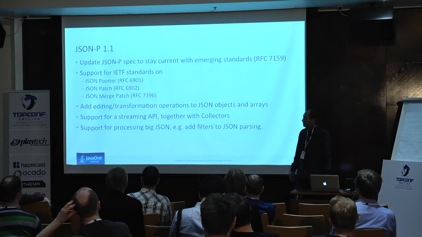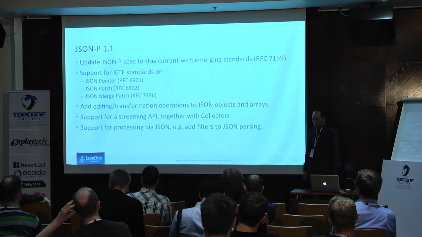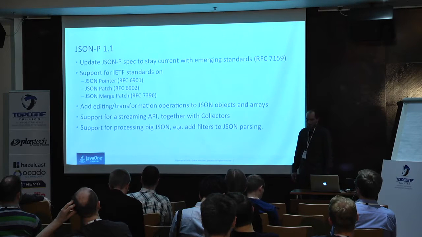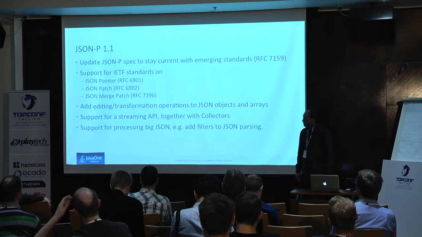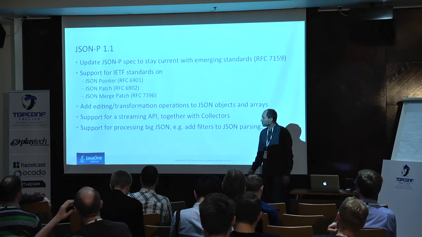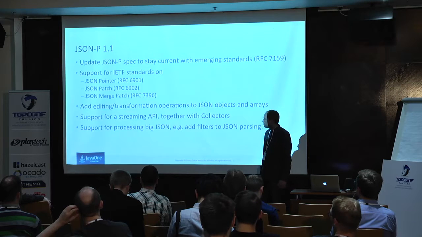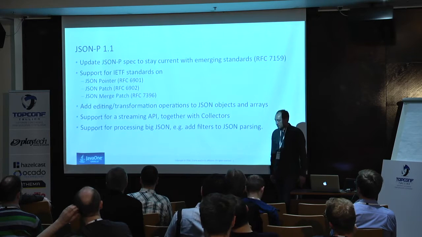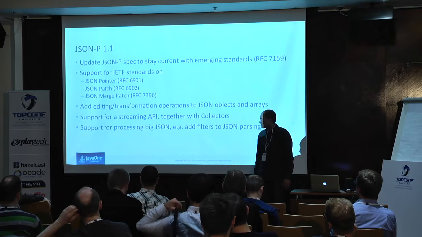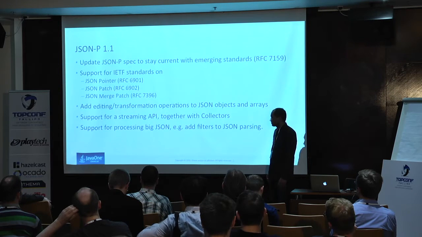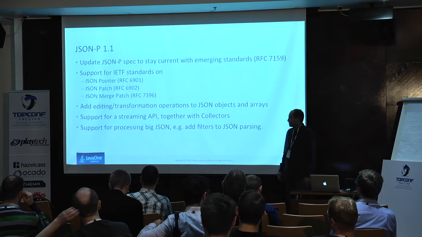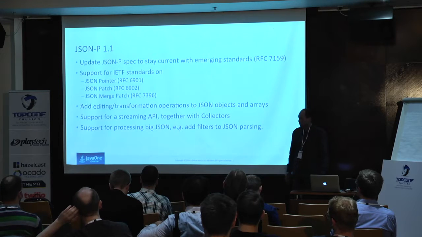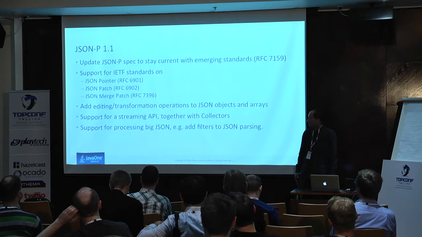In the upcoming version 1.1, we are trying to update JSON-P to stay current with existing standards, and new additions were mainly support for JSON pointer, JSON merge patch, and JSON patch. We've also added editing and transformation operations to JSON objects and arrays, support for streaming API together with collectors, support for processing big JSON.